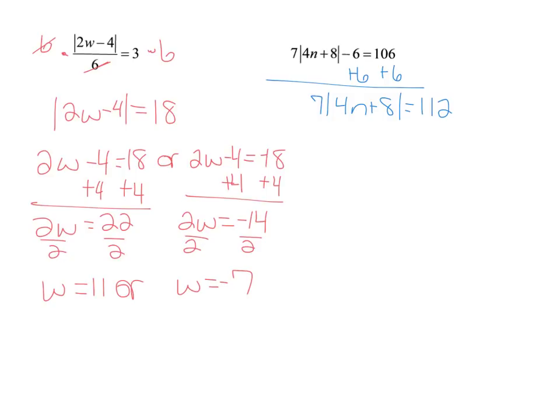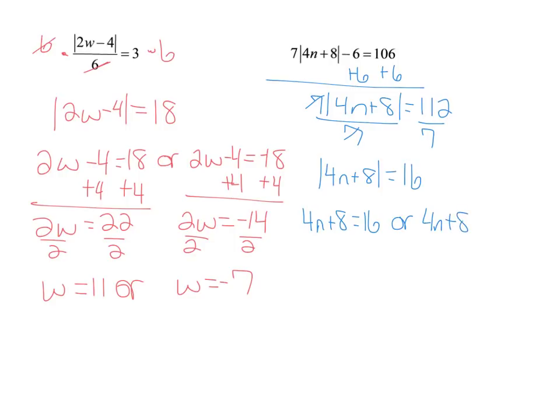Then I have 7 times the absolute value of 4n plus 8. So I'm going to divide both sides by 7. The 7's cancel, and I get the absolute value of 4n plus 8 equals 16. Now, what kind of numbers have an absolute value of 16? 16 and negative 16. So 4n plus 8 equals 16, or 4n plus 8 equals negative 16.